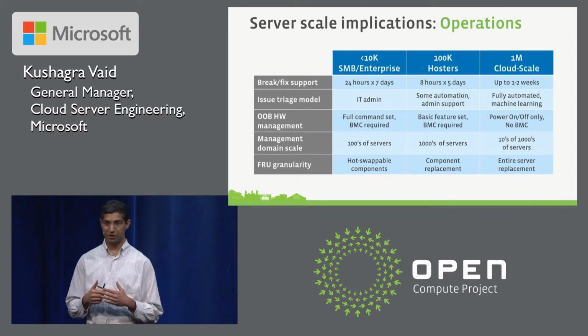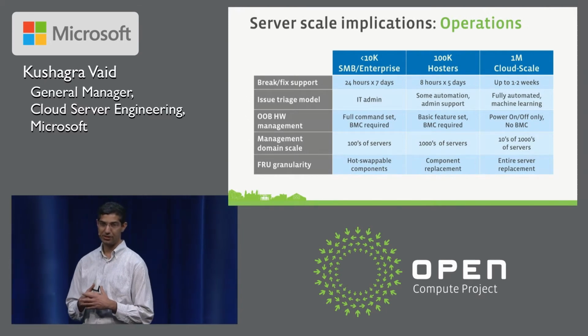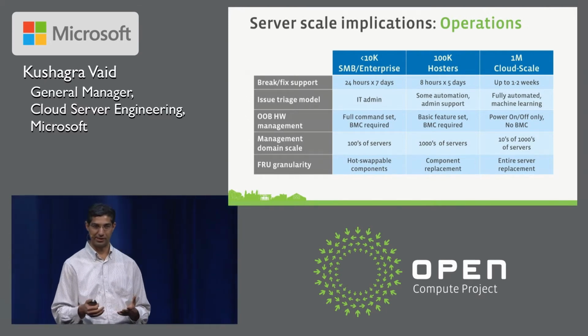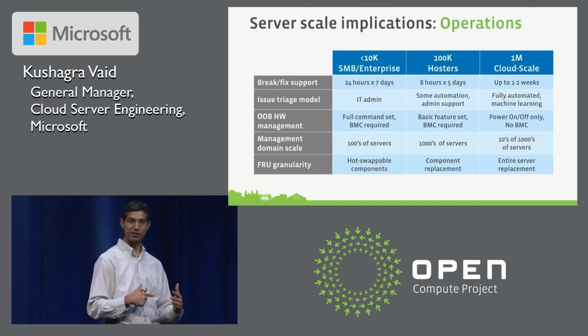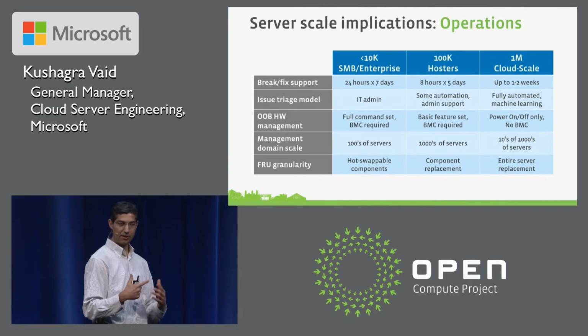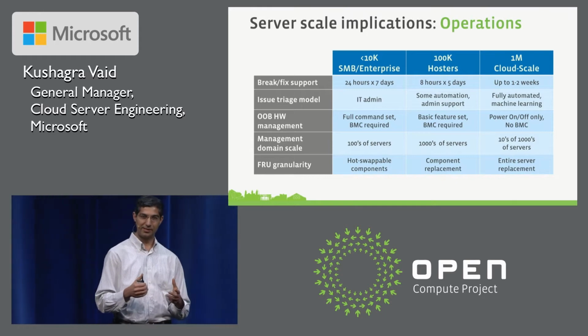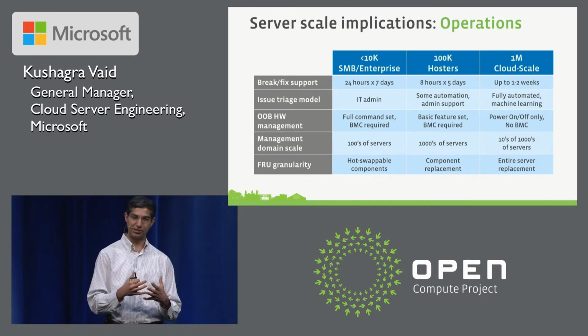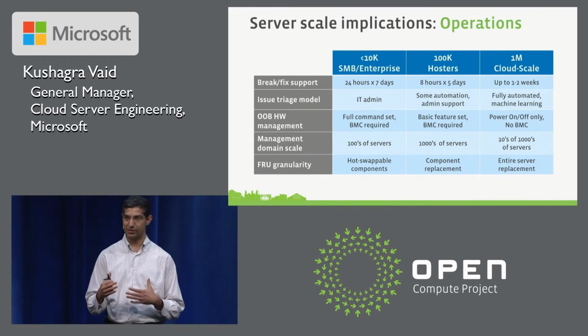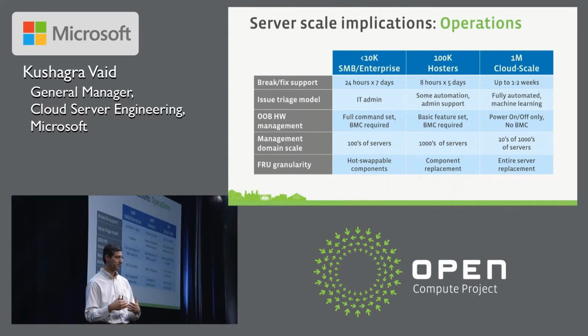The issue triage model is basically based on instrumentation, monitoring, and machine learning algorithms applied on top of that. What this allows you to do is help triage issues in an automated manner without a lot of human interaction. That makes a big difference when you're operating a large server fleet, because you don't have to have people go and look at every issue that comes up. The algorithms, of course, improve over time as new issues are found.